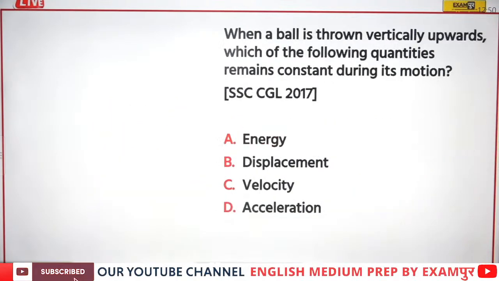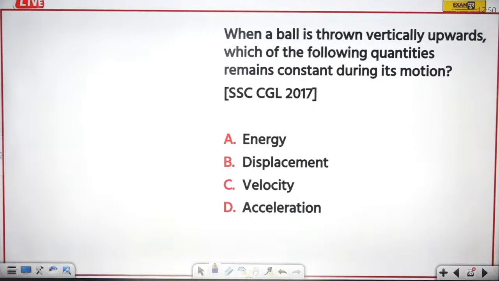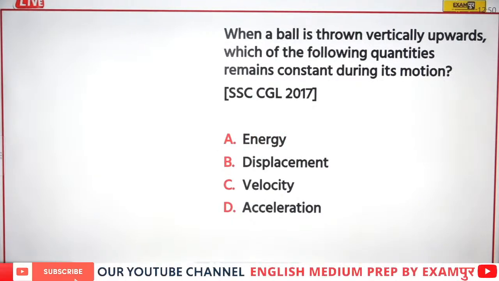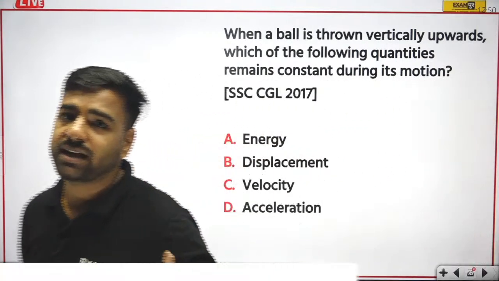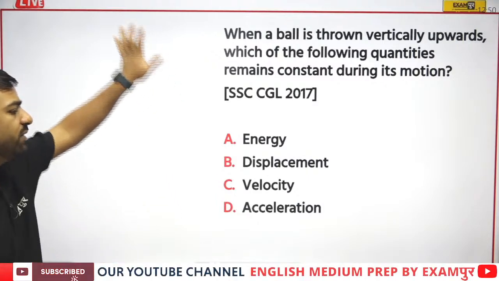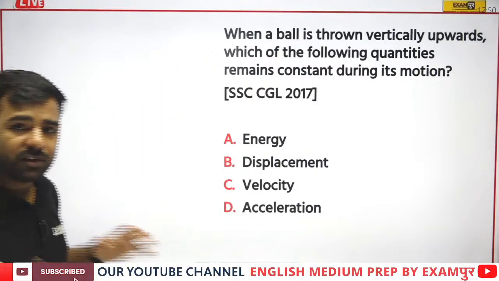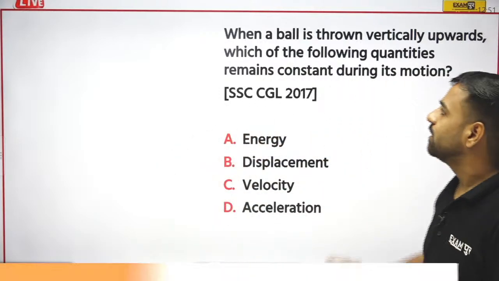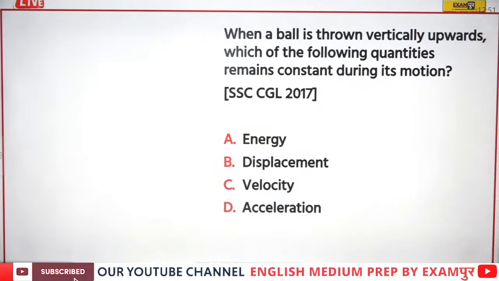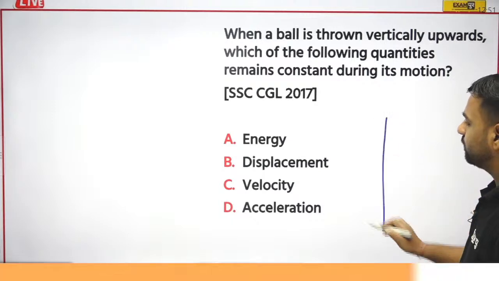Next, when a ball is thrown vertically upwards, which of the following quantities remain constant during its motion? We are going to have more than one correct answer over here, and I want an answer from everyone, because this was the question which we left yesterday, because of which I have kept 2-3 questions so that you can maintain the flow. Answer please. So I'll write the options as well.